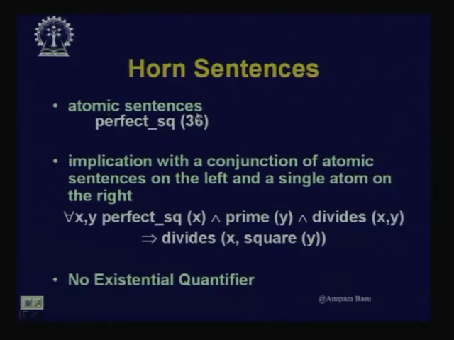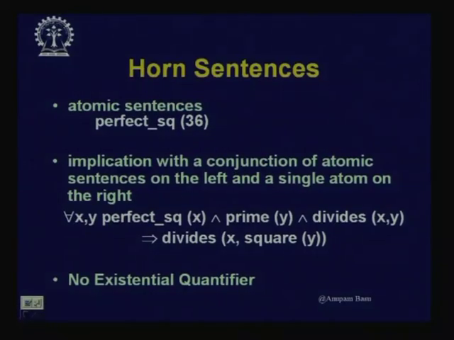Any atomic sentence is a horn sentence. So a sentence like perfect square 36 is a horn sentence. Implications with a conjunction of atomic sentences, where atomic sentences are joined together, conjuncted, and a single atom on the right. So a sentence like this: for all x y, perfect square x and prime y and divides x y implies divides x square y. That is a horn sentence. And there is no existential quantifier. There should not be any existential quantifier.